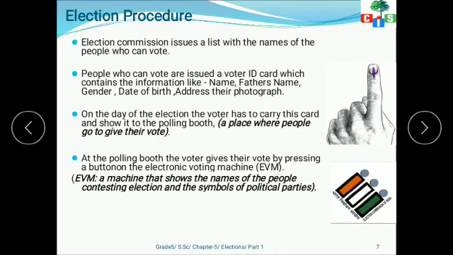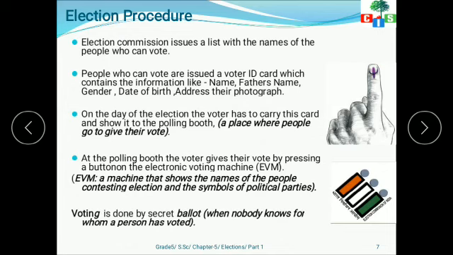Next, at the polling booth, the voter gives their vote by pressing a button on the electronic machine, which is known as the electronic voting machine. Now what is this EVM? EVM is a machine that shows the names of the people contesting the election and the symbols of the political parties. So the symbols of different political parties and the names of the contestants are there.